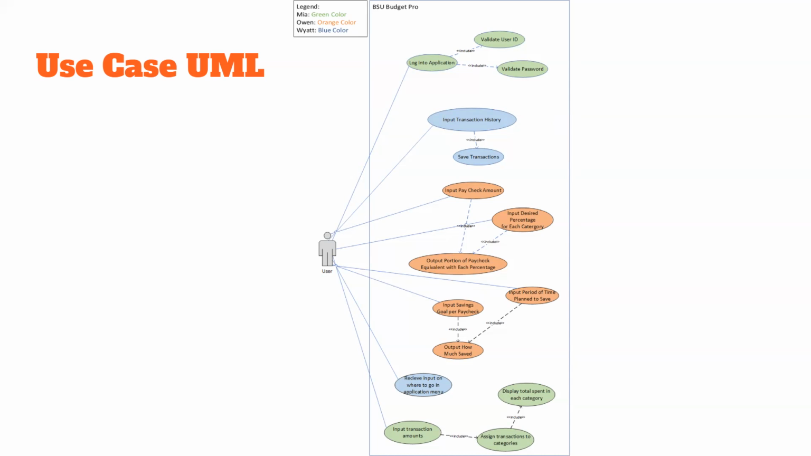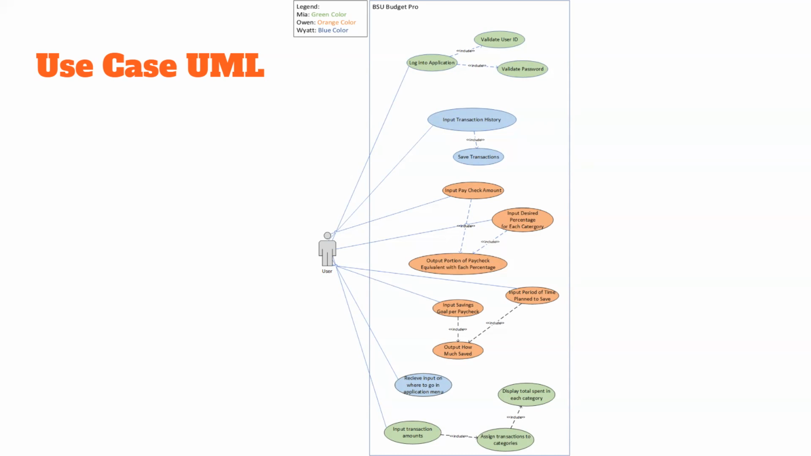Next, the system will prompt you to input your paycheck amount. And then from there, it will prompt you to input a desired percentage for each of the four categories. And this will be followed by the system outputting what cash equivalent of those percentages you'll be able to have for each category based on the percentages that you inputted.